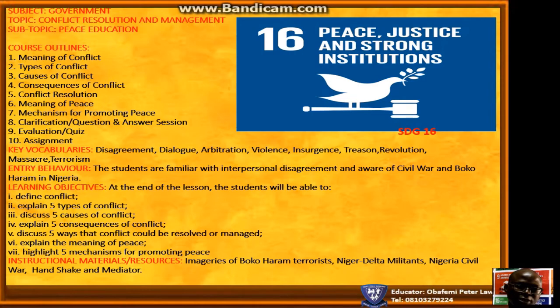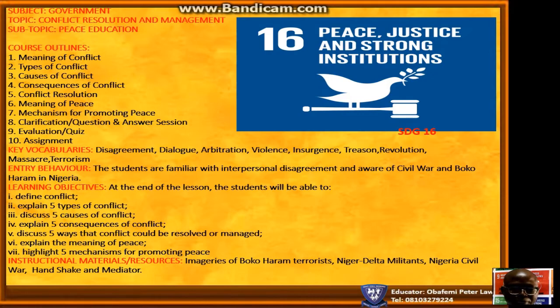So the learning objectives, what I expect of you before the end of this lesson, is that you should be able to define conflict, explain at least 5 types of conflict, discuss at least 5 causes of conflict, explain 5 consequences of conflict, discuss 5 ways that conflict could be resolved or managed in our society, and explain the meaning of peace. And then lastly, highlight at least 5 mechanisms or ways that we can promote peace in our society or in interpersonal relationships.